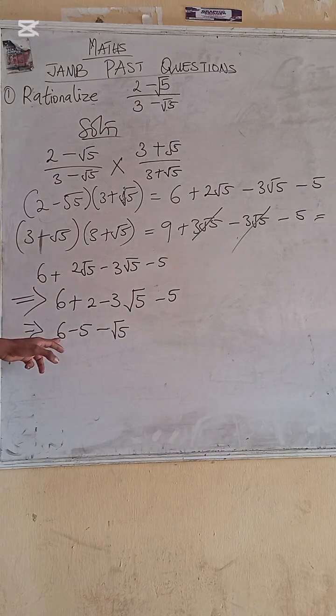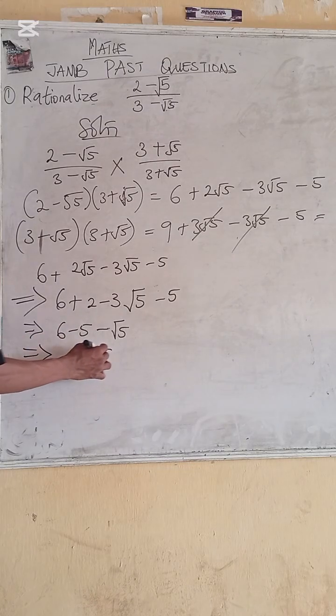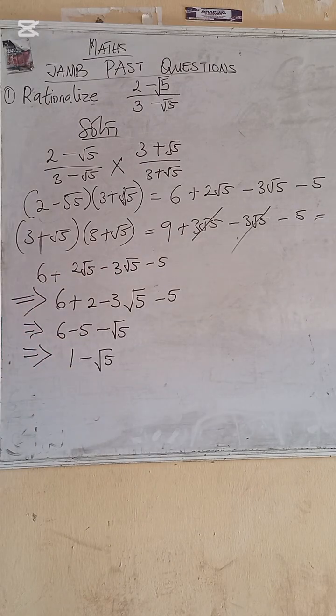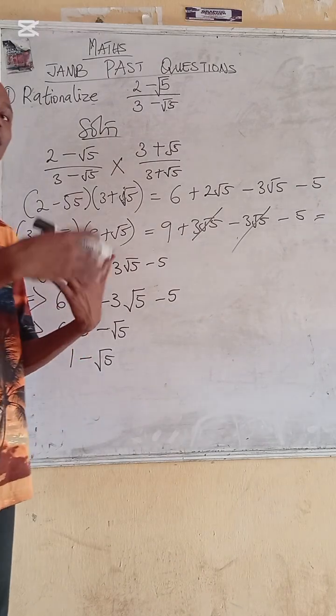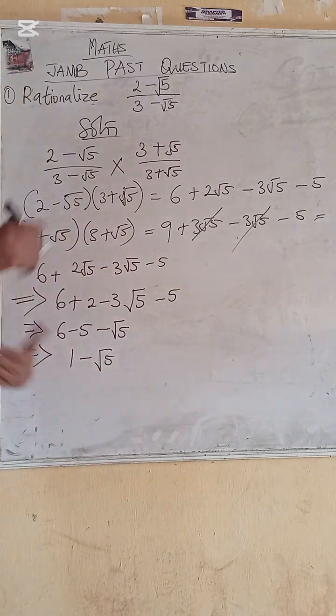Now 6 minus 5 should give you 1, so 1 minus root 5. So now tell me, is this the answer, or do we need further solving? Do you think this is the answer, or we need further solving?